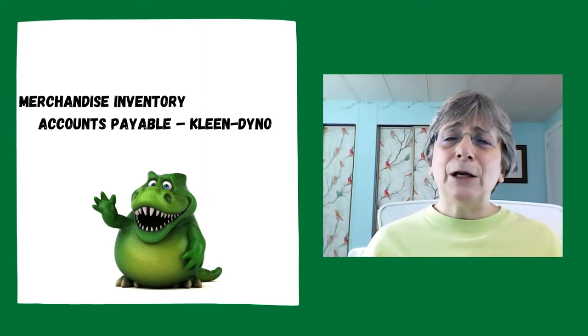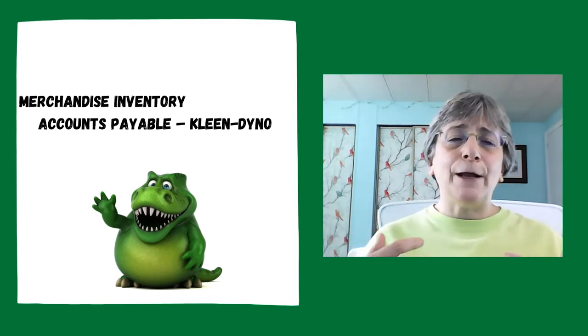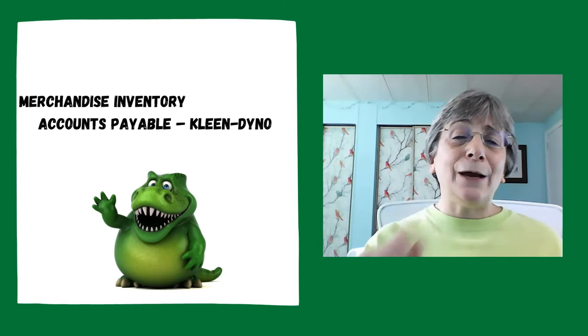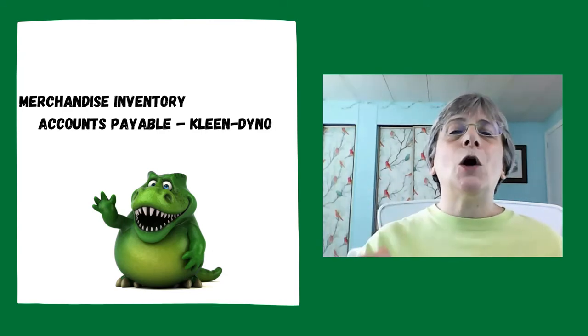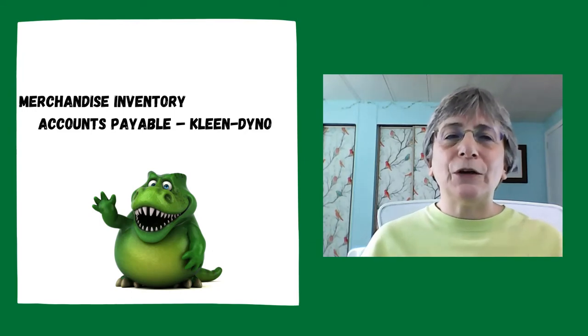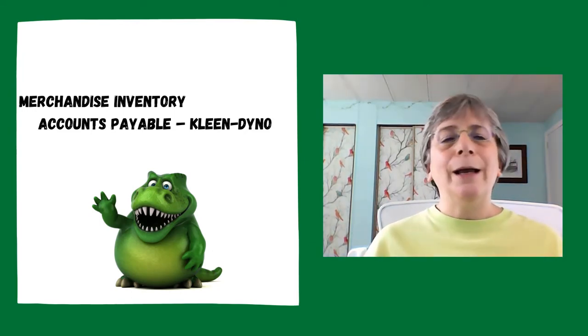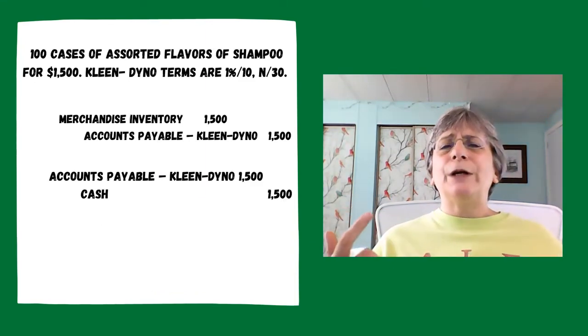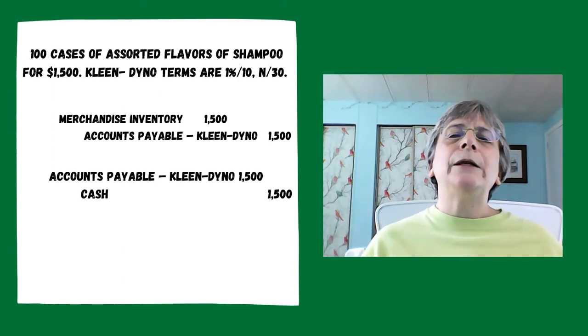Now in real life, we'd be entering bills from our vendors under the vendor name directly. But for the purposes of accounting class, we're going to tack on a name. So we're going to say debit to merchandise inventory and a credit to accounts payable - Clean Dino, the company name. Let's do a sample transaction using Clean Dino.